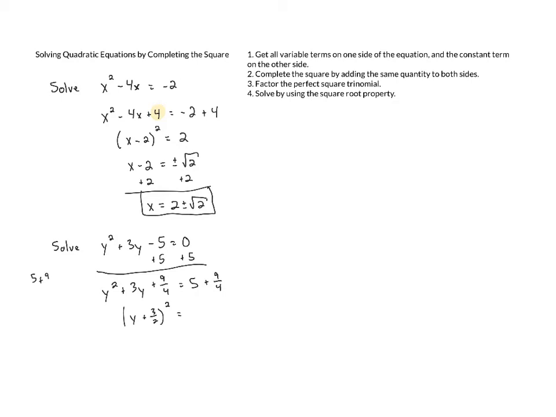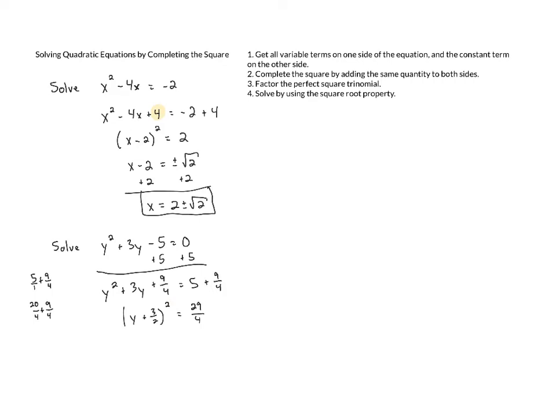5 plus 9/4 is the same as 5 over 1 plus 9/4. We need a common denominator, which is going to be 4. 5 over 1 becomes 20/4, and 20/4 plus 9/4 is 29/4. So once we've simplified that, we now have something in the form something squared equals a number, and we can use the square root property.